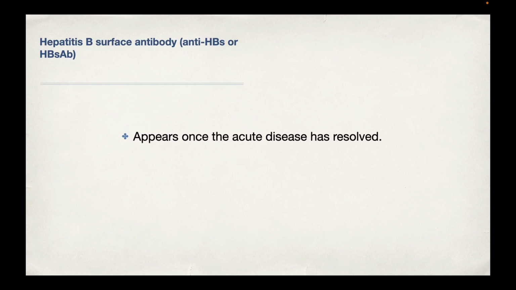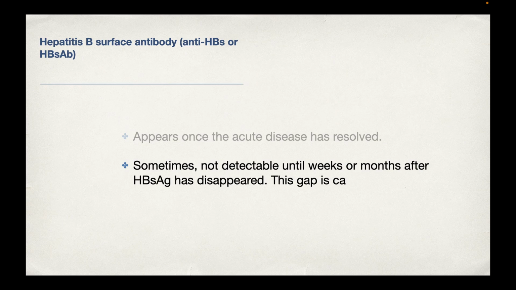Now, the next one we have to look at is the hepatitis B surface antibody. The hepatitis B surface antibody appears once the acute disease has resolved, and sometimes it may not be detectable until weeks or months after the hepatitis B surface antigen has disappeared. Now, this short period that we are unable to detect the hepatitis B surface antigen together with the hepatitis B surface antibody is what we refer to as the window period.